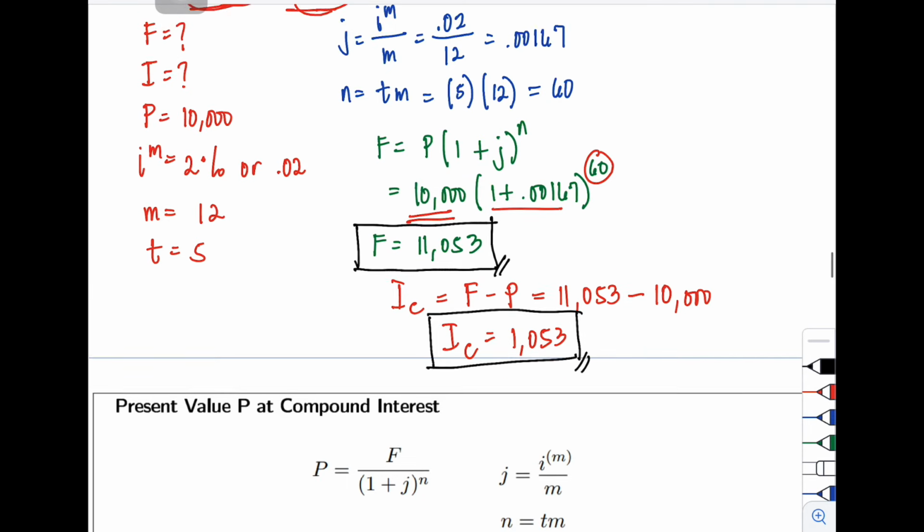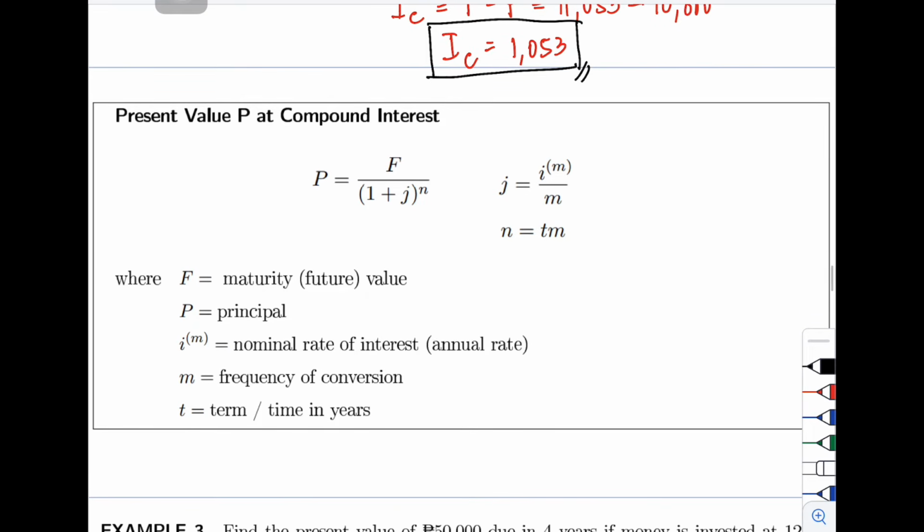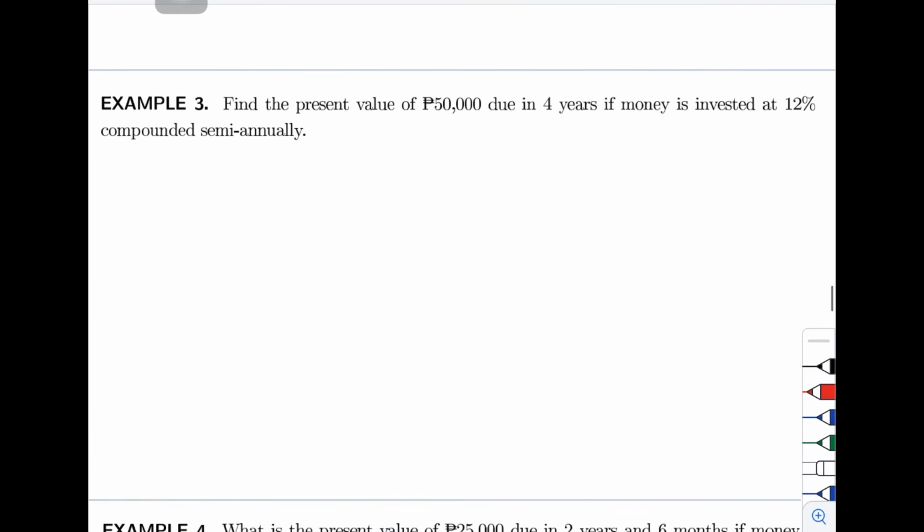So next, proceed tayo guys kay present value. Okay? So ang formula na gagamitin natin to solve for the present value at compound interest is P equals F all over 1 plus J raised to N. So same lang, ang J natin is equals to the nominal rate over M. Then ang N natin is equals to time times M. Okay? So, naiba lang ng konti yung ating formula. Si 1 plus j raised to n napunta sa denominator. Okay? So, let's have our first example.